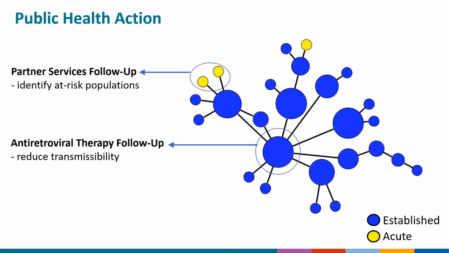Well, for us, up in this top left corner where there seem to be 2 very acute recent infections, we might want to do partner services follow-up to identify their partners and find the leading edge of transmission. But this person that's really, really centrally connected at the bottom, we might want to follow up with antiretroviral therapy to potentially reduce transmissibility, right? So we can use different aspects of this network to try and identify different prevention strategies that make sense.